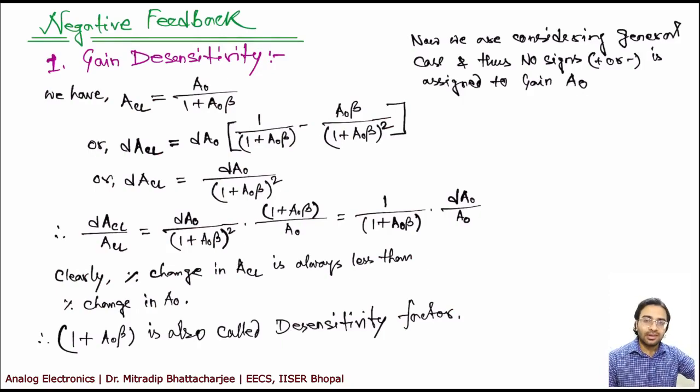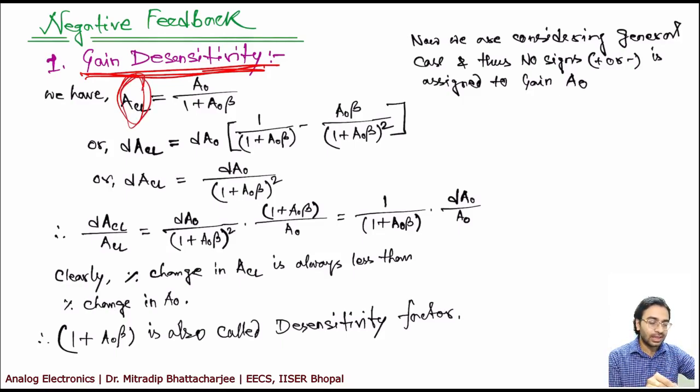Now I have just said that negative feedback reduces the sensitivity of your gain towards external parameters. I have discussed the same. Now let us see what gain desensitivity is. I have already discussed this in the case of a physical system, that gain is becoming desensitive towards external parameters. Now mathematically we are going to see what is happening.